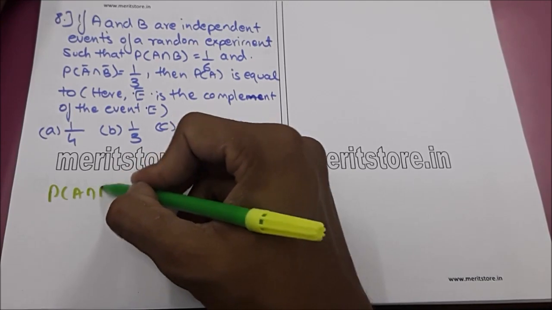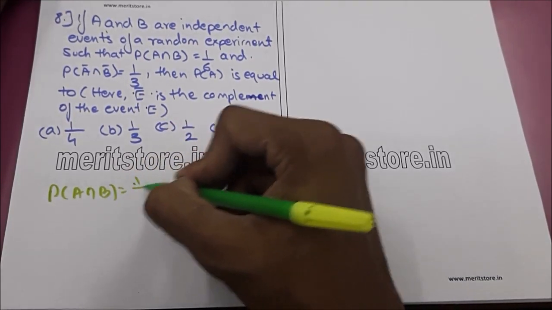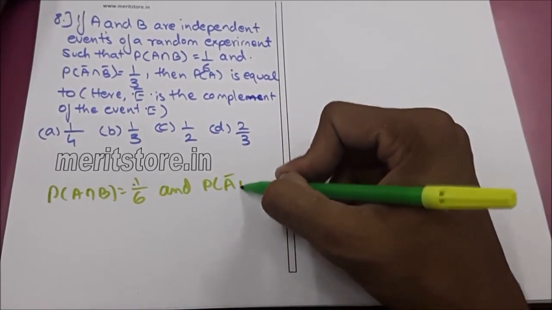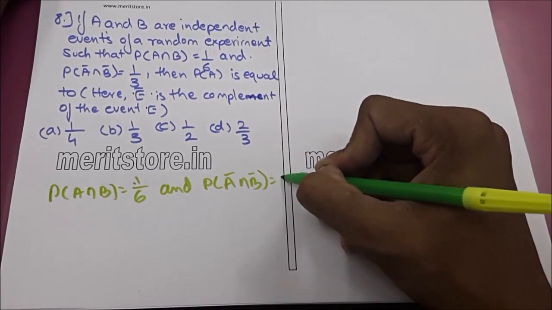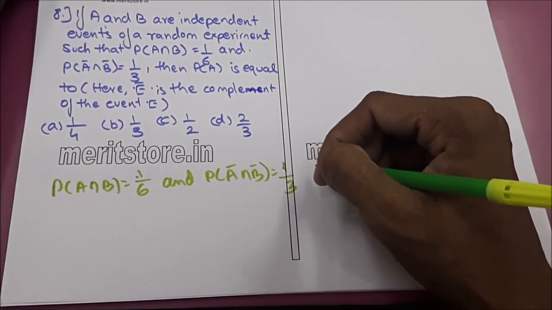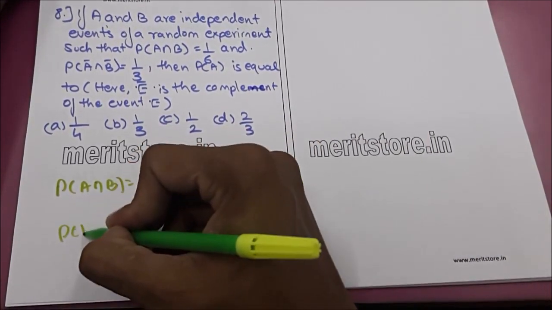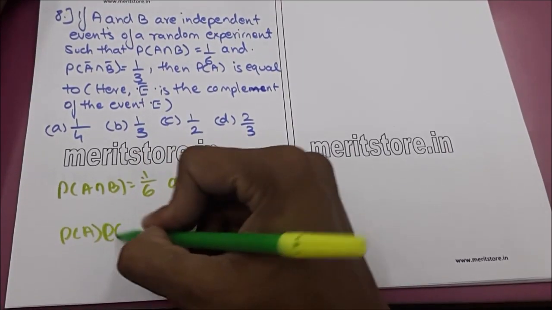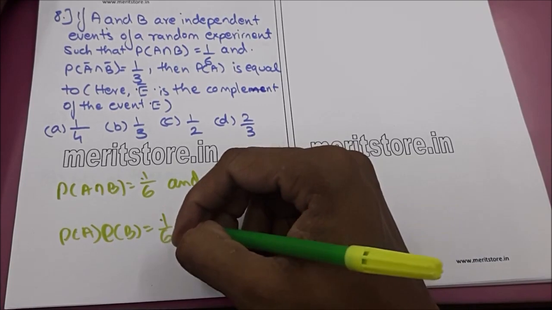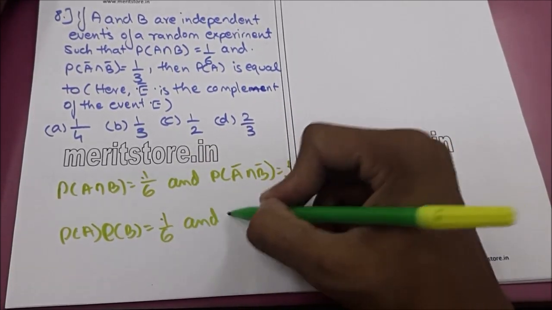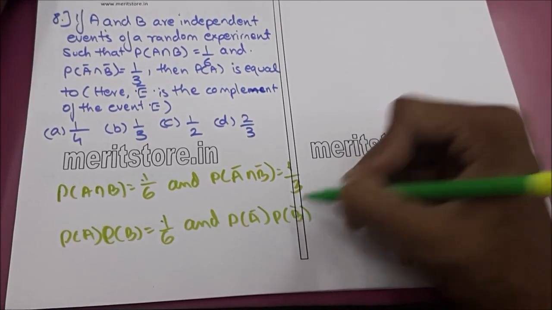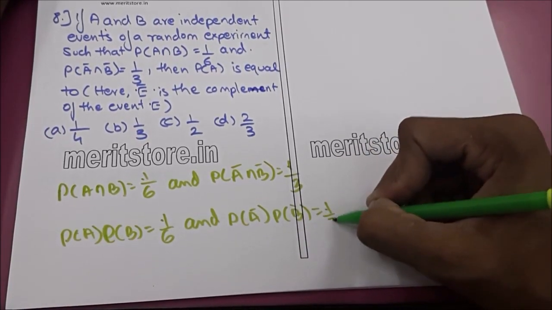So given that probability of A intersection B is equal to 1 by 6 and probability of A bar intersection B bar is equal to 1 by 3. Since A and B are independent, therefore P of A times P of B is equal to 1 by 6 and P of A bar times P of B bar is equal to 1 by 3.